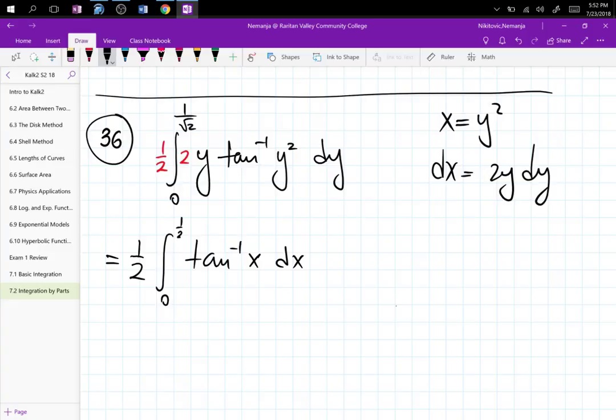Now you use integration by parts. Now we use by parts: u equals inverse tangent, and dv is dx. See? v is x. Big time. Big fact.